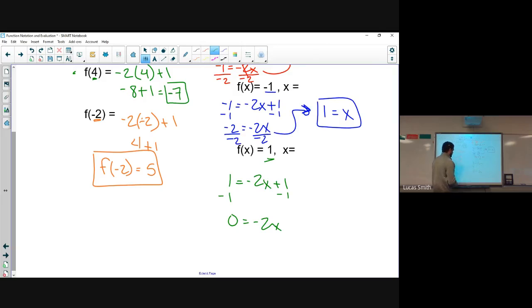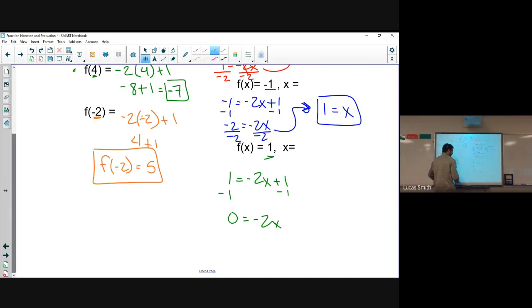That might look a little bit strange, but that's totally fine. I want to get x alone, so I have to divide by negative 2. 0 divided by negative 2 is just 0, right? So I get 0 equals x, and I'm all done.